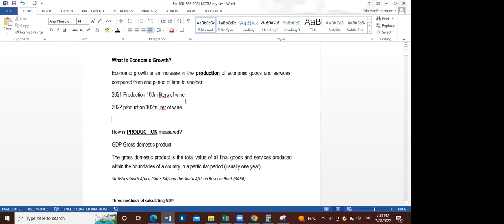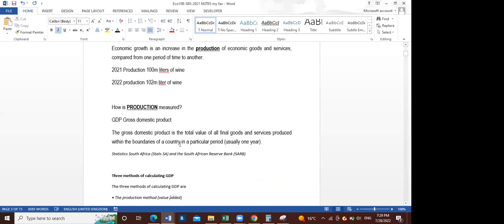So in general, you can say that obviously it increased by maybe 2 million liters of wine between 2021 and 2022. But in value terms, the aspect of economic growth in terms of measuring comes into monetary values to the action that is happening. That is now what you are referring to as gross domestic product. Gross domestic product refers to the total value of all the final goods and services that has been produced within the boundaries of a country in a period in question.